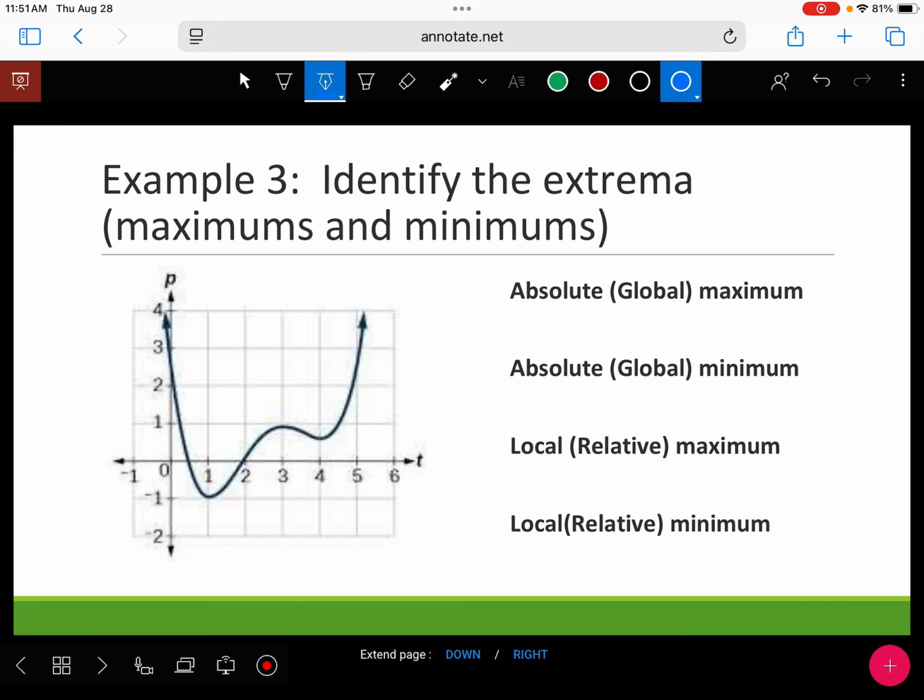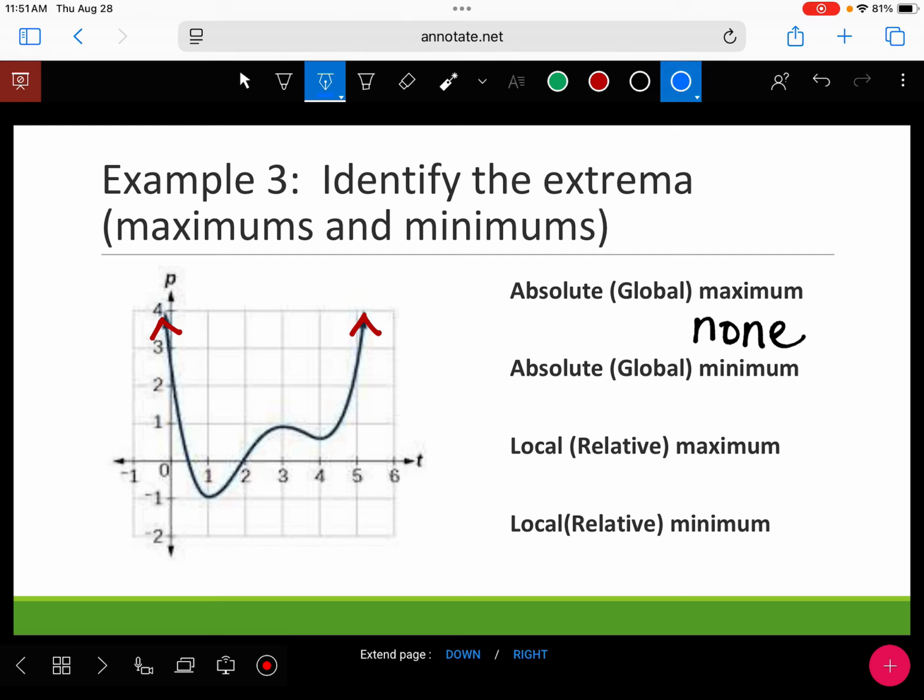Do we have a highest point? Who says yes? Who says no? I say no. No, because both sides are going to continually increase. So I'm going to say none. You could also say NA. Do we have a lowest point?